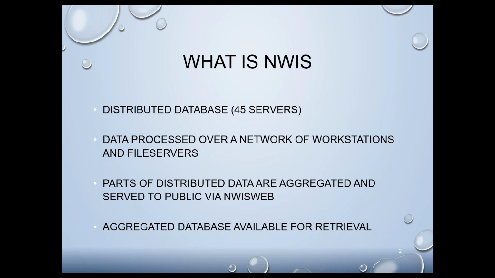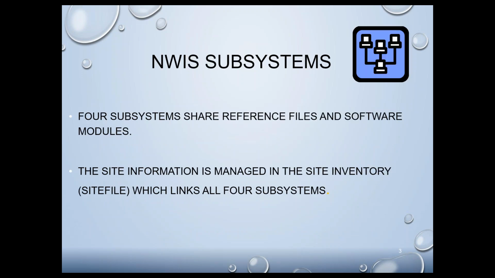So the aggregated database pulls in data from all 45 of these servers and makes that available for retrieval so that you don't have to be sitting in any of those 45 locations in order to get information that's stored on that server. I will show a diagram of what that looks like.